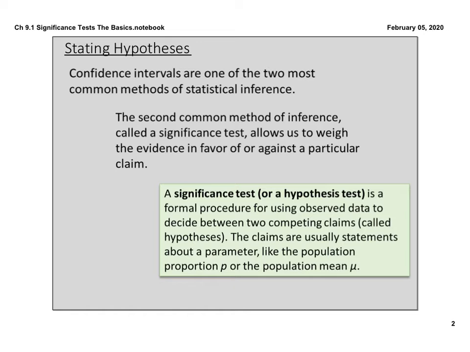Confidence intervals are one of the two most common methods of statistical inference. The other common method is a significance test. This significance test allows us to weigh the evidence in favor of or against a particular claim. A significance test, sometimes called a hypothesis test, is a formal procedure for using observed data to decide between two competing claims called the hypotheses. The claims are usually statements about a parameter, like a population proportion or a population mean.